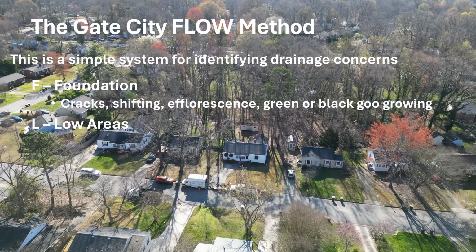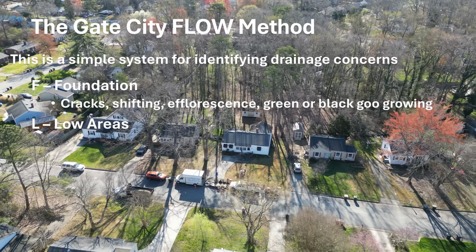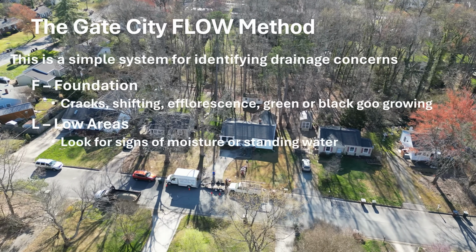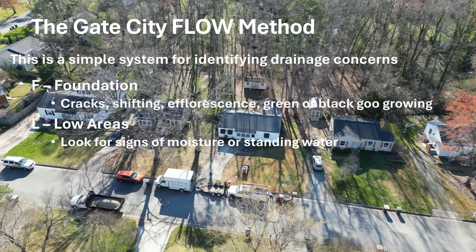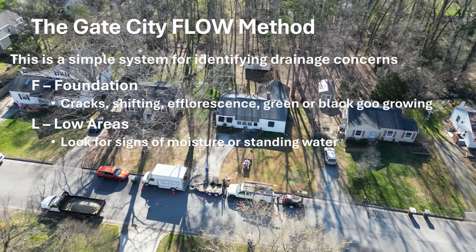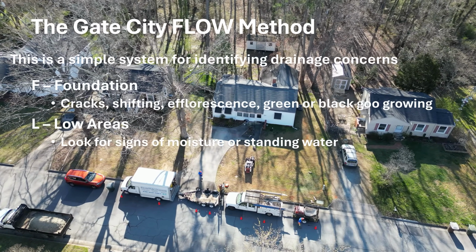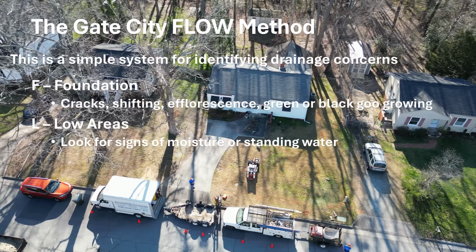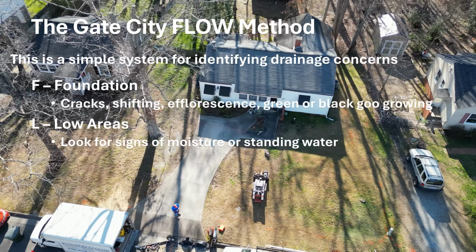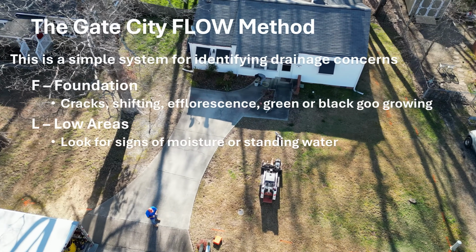The L in flow stands for low areas. What you want to look for here is areas that are simply low in elevation. You may not have water in them, but you probably have signs of water. So you want to look for signs like fine sediments that are hanging out, maybe some staining in different areas. Any kind of sign of low areas, hanging water, moisture that's hanging, standing water, things like that.